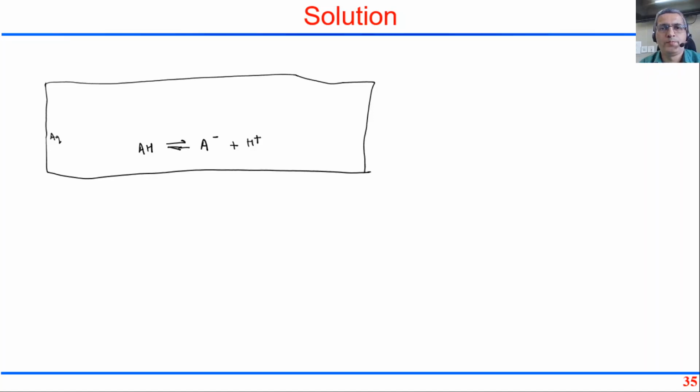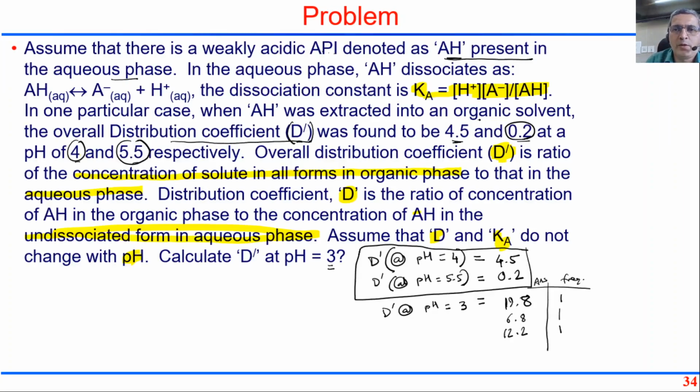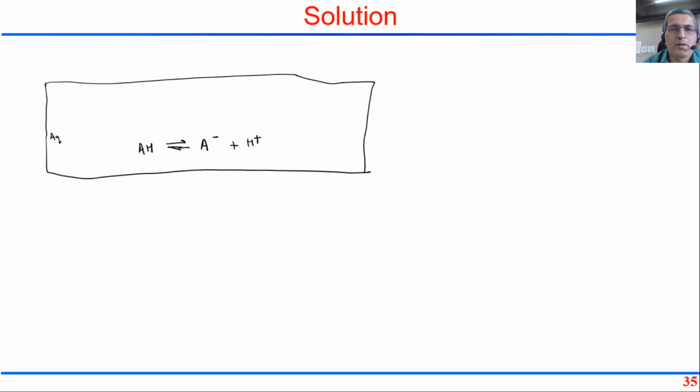Now, what else do we know? We want to do extraction. It was extracted into an organic solvent, which means we have added the organic solvent. This organic solvent is now going to have AH. In the organic phase, it is not going to dissociate. Do you agree with that? In the organic phase, it will remain as AH. So we have an equilibrium between the AH in the organic phase and the aqueous phase. This is just the physical partitioning.